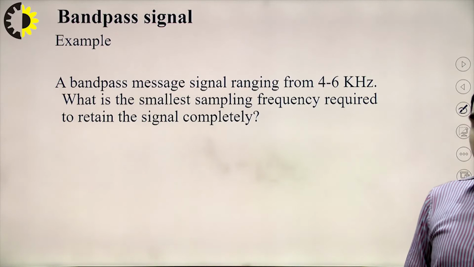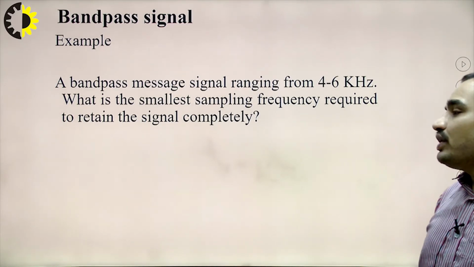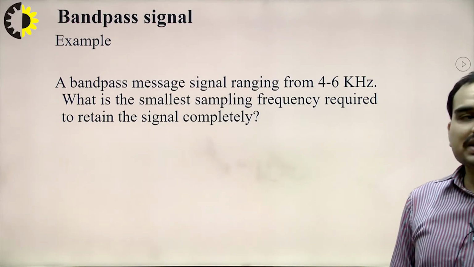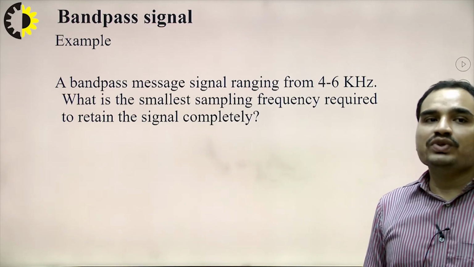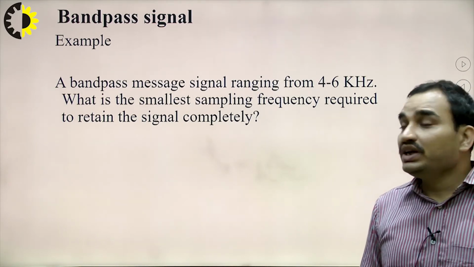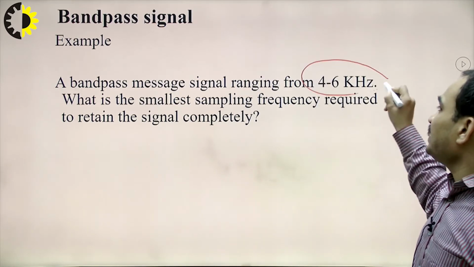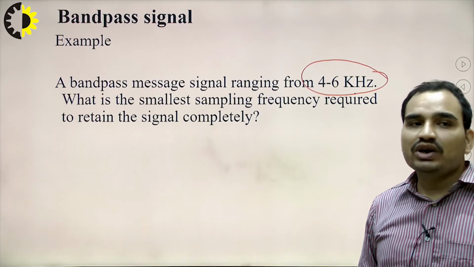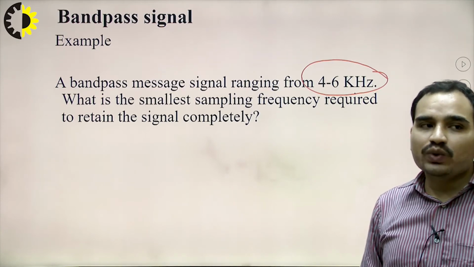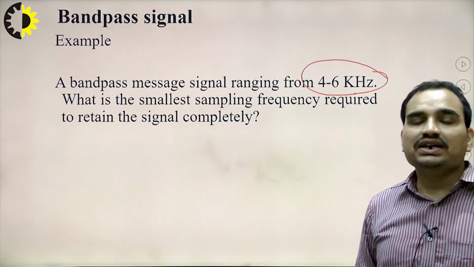So there is one example we are going to consider for a band pass signal. I will read the example. A band pass message signal ranging from 4 to 6 gigahertz. So the range of this band pass signal is given by 4 to 6 gigahertz. What is the smallest sampling frequency required to retain the signal completely?